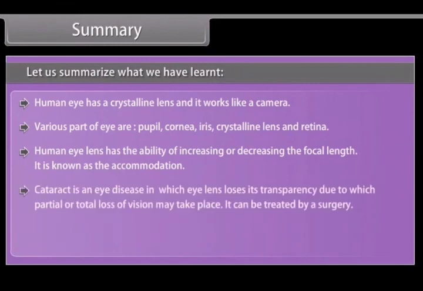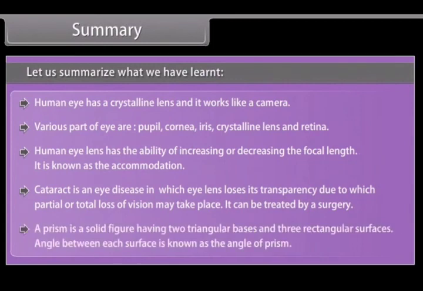Cataract is an eye disease in which the eye lens loses its transparency, due to which partial or total loss of vision may take place. It can be treated by a surgery. A prism is a solid figure having two triangular bases and three rectangular surfaces. The angle between each surface is known as the angle of the prism.